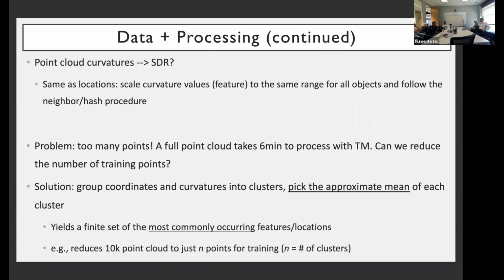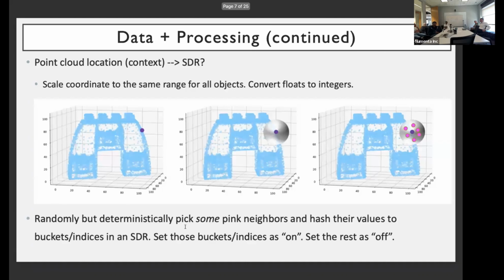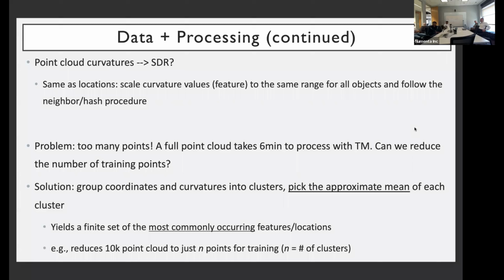But the coordinate encoder obeys this very simple principle: if I have this sphere right here and I pick an even larger sphere, all the points contained in the smaller sphere should be in the larger sphere. When I've hashed into an SDR, there should be overlap. That's just a simple principle that you can test by. So you can do the same thing for curvatures, but there's an inherent problem with the way we're doing this, and that's just there's too many points.